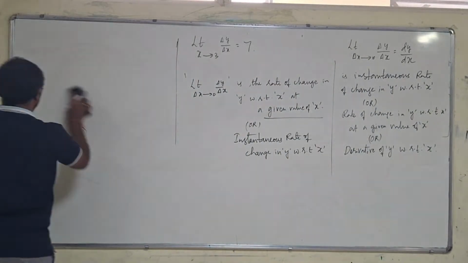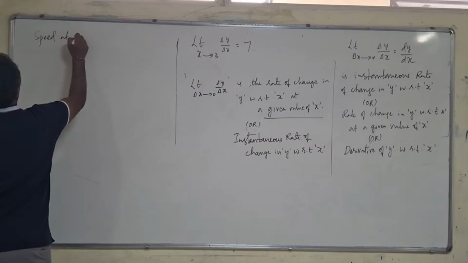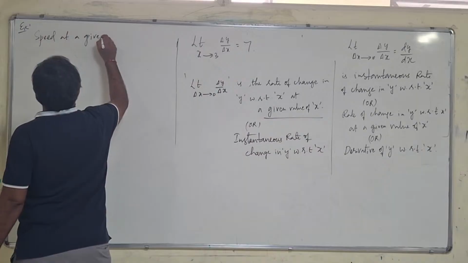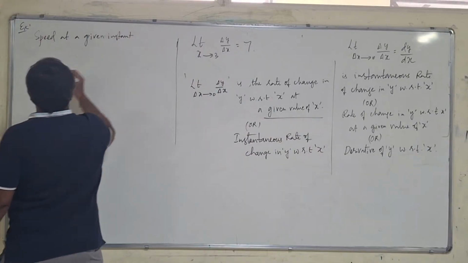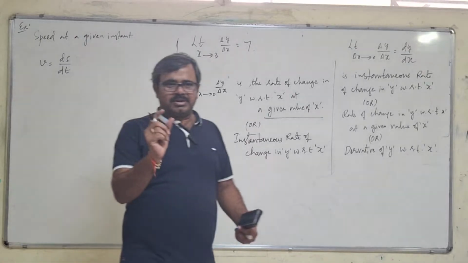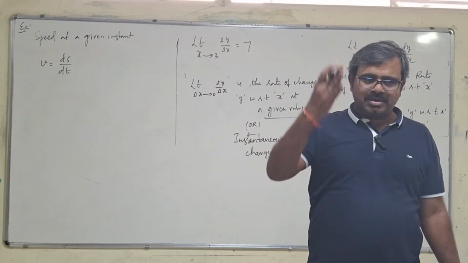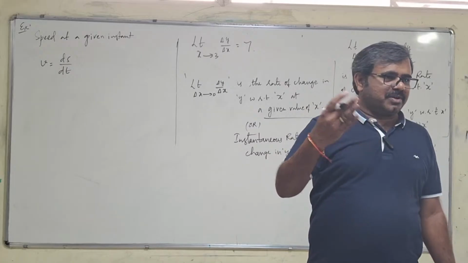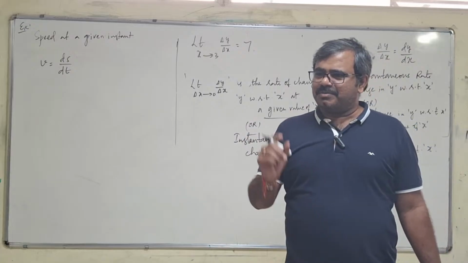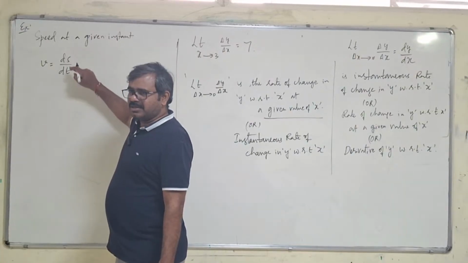Speed example. Speed at a given instant. We also call this instantaneous speed. Speed at a given instant is ds by dt. What is ds? Small distance covered. What is dt? Small time interval around a given particular value of time. If you want to find speed at 10 a.m., around 10 a.m. construct a small interval. In that small interval, find the distance covered by time.